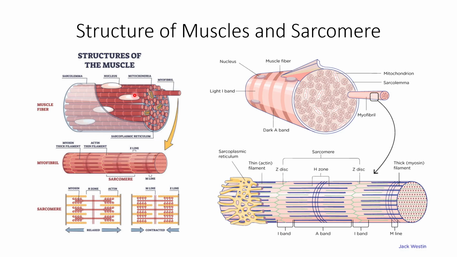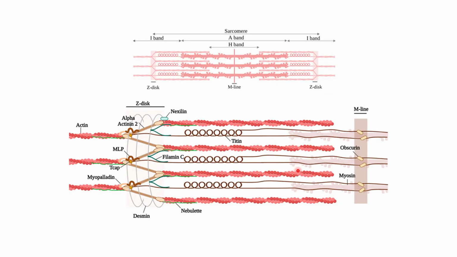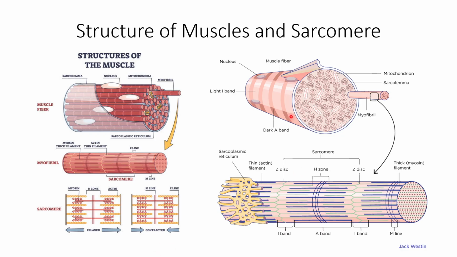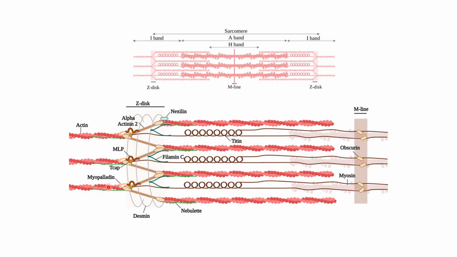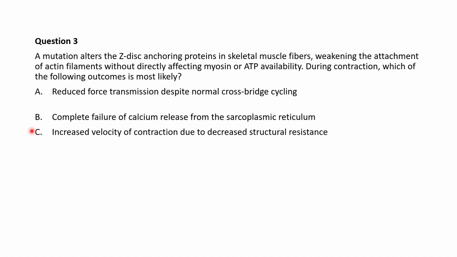You can see here, I don't have that image unfortunately, but you have anchoring here at the Z disc. All of these proteins are there at the Z disc that help with this anchoring. If this is becoming weak, then the force will not be forwarded properly to the next one and the next one. So this transmission will not happen adequately. Great. I hope that's clear. So we can move to the next question.